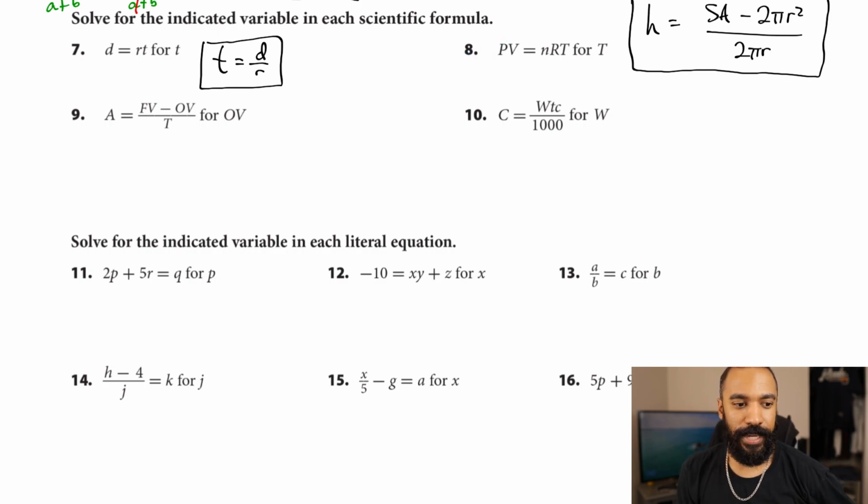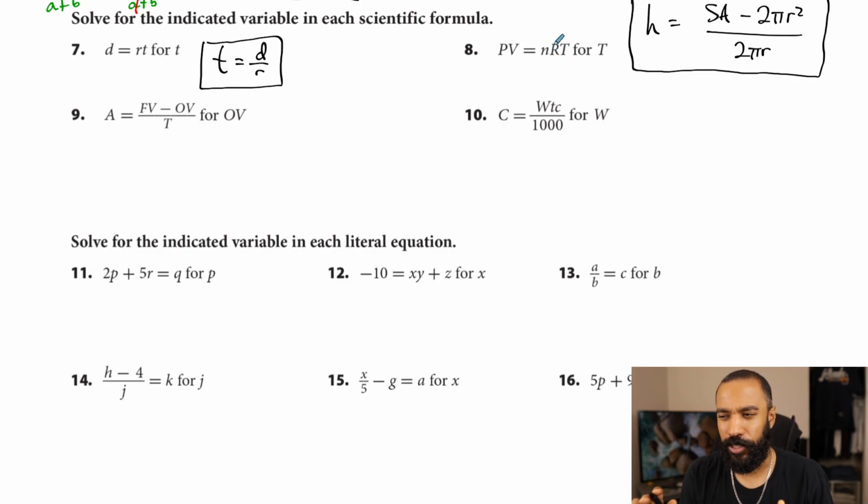Number 8, PV equals nRT for T. Okay, so for this one right here, this is a scientific equation involving pressure. I think it's called the ideal gas law. P is the actual pressure of it, and then V is the volume. N and R. N is the number of moles of gas. This is something it's more for chemistry. R is a constant. It's a gas constant.